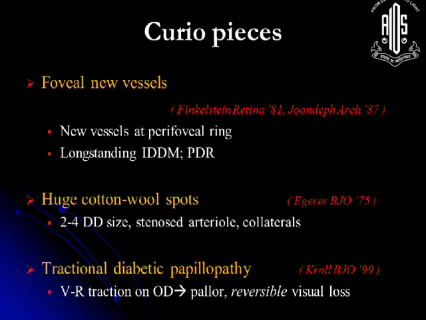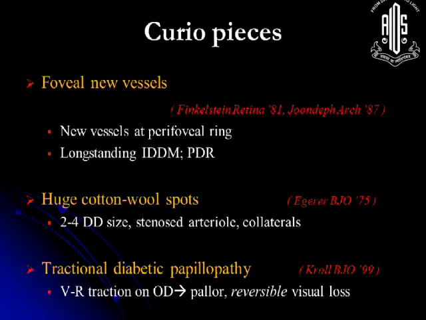A few curio pieces. Foveal new vessels were noted by Finkelstein and Jundev, new vessels occurring at the perifoveal ring. This tended to happen in patients who had long-standing insulin-dependent diabetes mellitus and proliferative diabetic retinopathy. These patients invariably have new vessels in the periphery also. And surprisingly, in these articles, these new vessels tended to be stable. They didn't immediately break and bleed, as reported by these people.